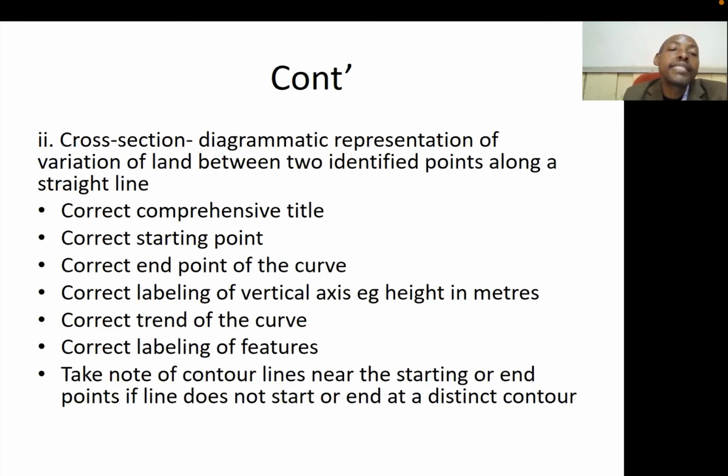Then the second sketch is cross-section, which is a diagrammatic representation of the variation of the land between two identified points along a straight line. Here, areas that need to be emphasized are, remember to give the cross-section a comprehensive title.